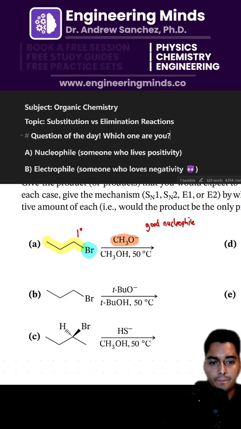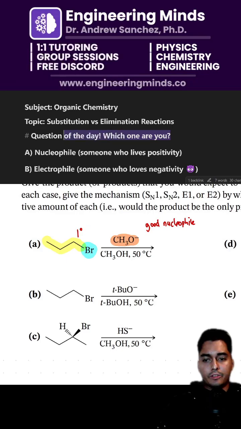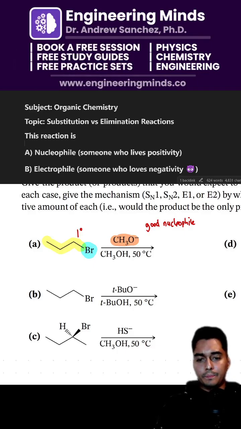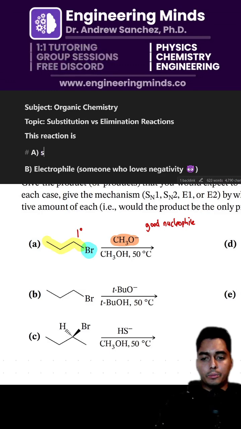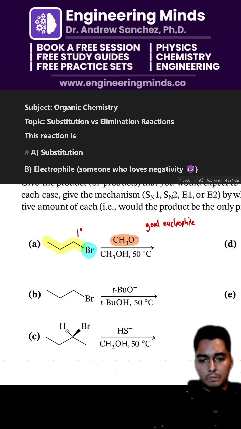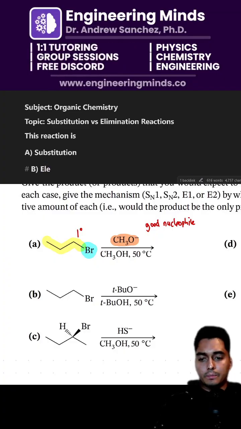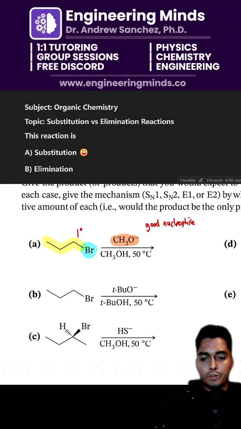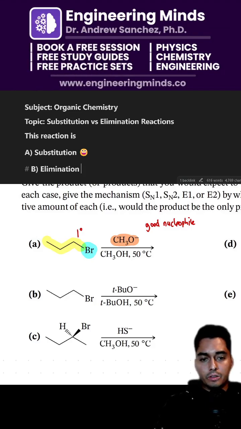So let's see. This reaction is, let's change this. This reaction is A, you're going to say substitution. And then B is going to be elimination. So if you think it's going to be substitution, you're going to vote for the happy face emoji. And if you think it's elimination, you're going to vote for the crying emoji.